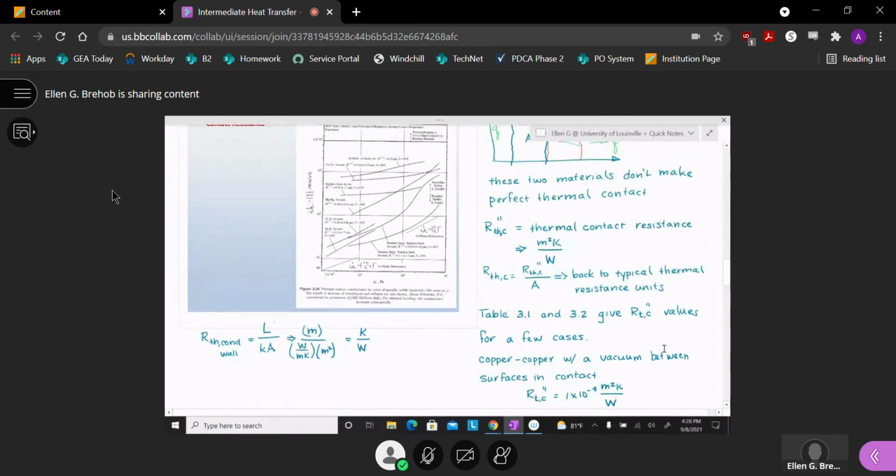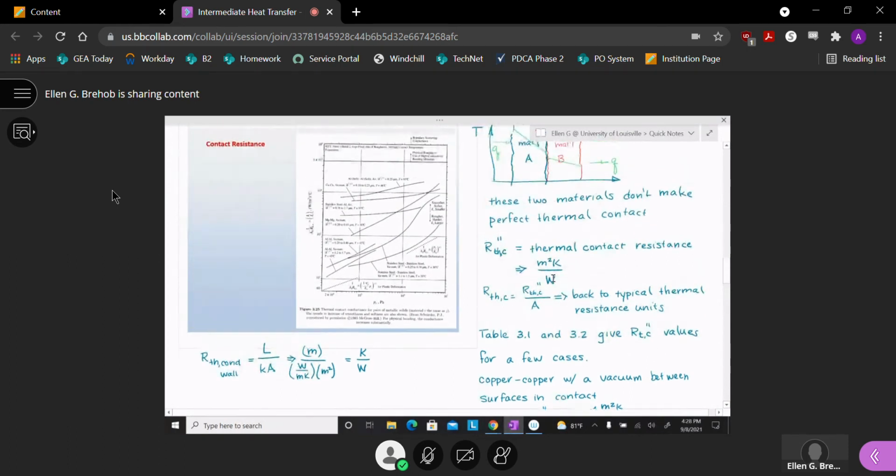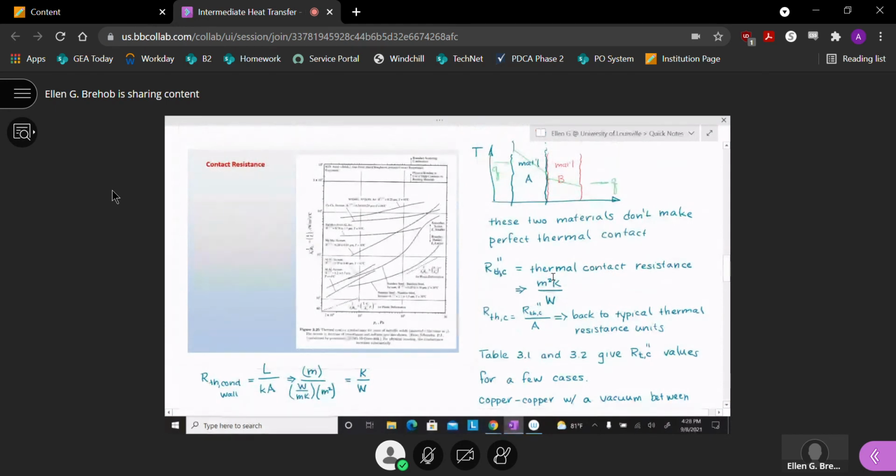Okay. I think we're ready to go back up and look at this figure. That was kind of the dominant thing on this page. Okay. So first thing on this page is that the y-axis is showing 1 over contact resistance, which is like a conductance. So instead of how do I resist heat transfer, we've taken the flip, and I'm saying how well do I conduct heat through this little gap.